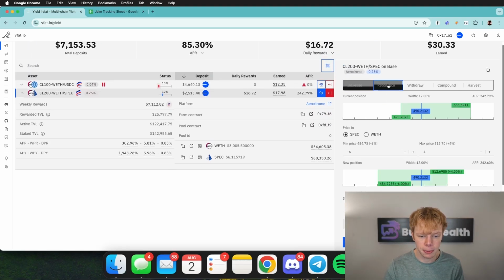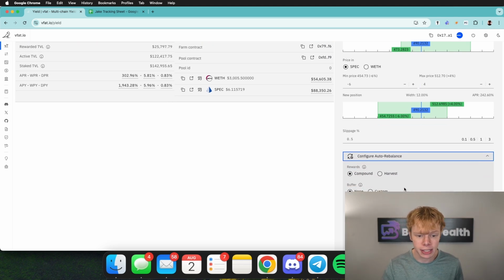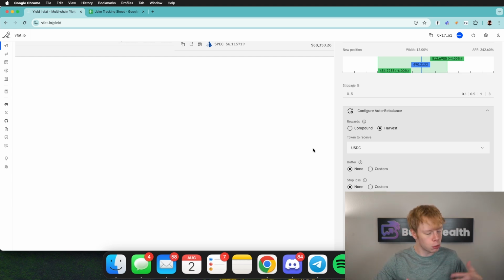But to dive into my Ethereum to SPEC position, this one has a range of -6 +4. Once again, I do not have the automated rebalance configured on here. I am going to go ahead and set up this automated rebalance so that I can make sure I'm not going out of range and then instantly getting hit with a ton of divergence loss. But essentially, whenever I do rebalance, I will be harvesting all of my rewards into USDC once again, so I could build up my USDC bag that I can do whatever I wish with, which will most likely be compounded into more blue chip positions. I won't be setting a buffer and I won't be setting a stop loss.